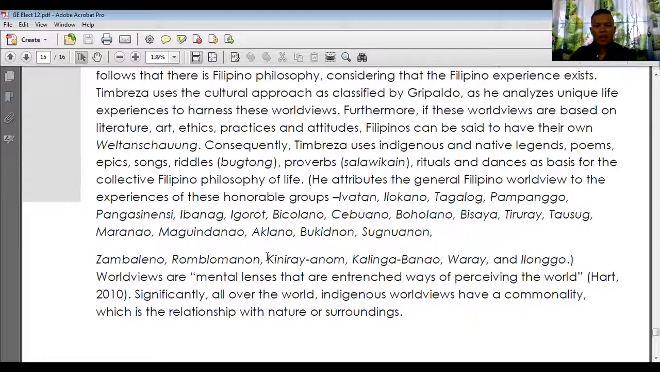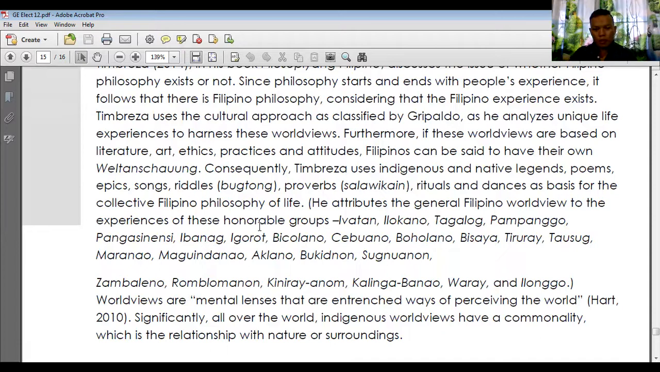And then I mention few groups of tribes or indigenous community or indigenous people here, like sa Ivatan, Ilocano, Tagalog, Pampango, Pangasinense, Ibanag, Igorot, Bicolano, Cebuano, Bisaya, Bukidnon. So naa diri no, na mention diri ni.